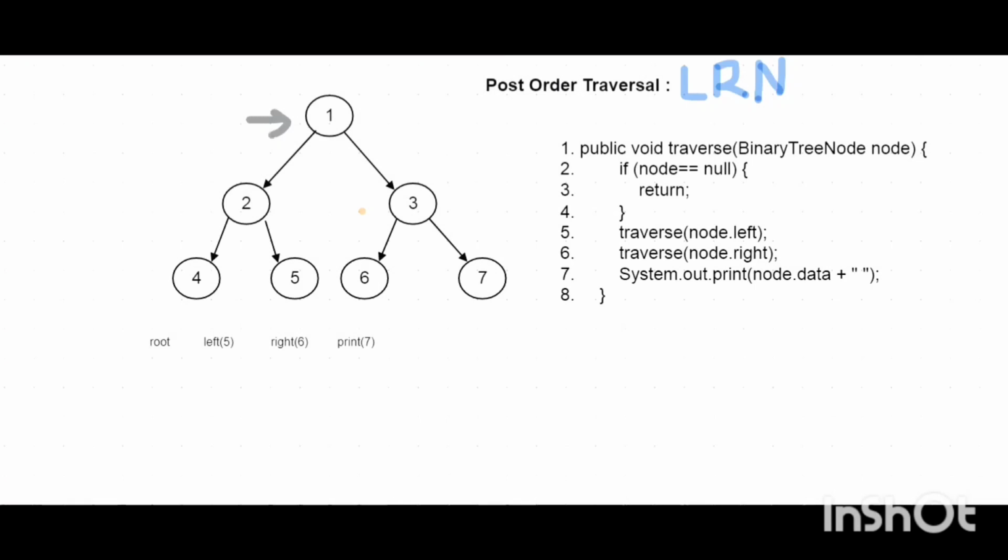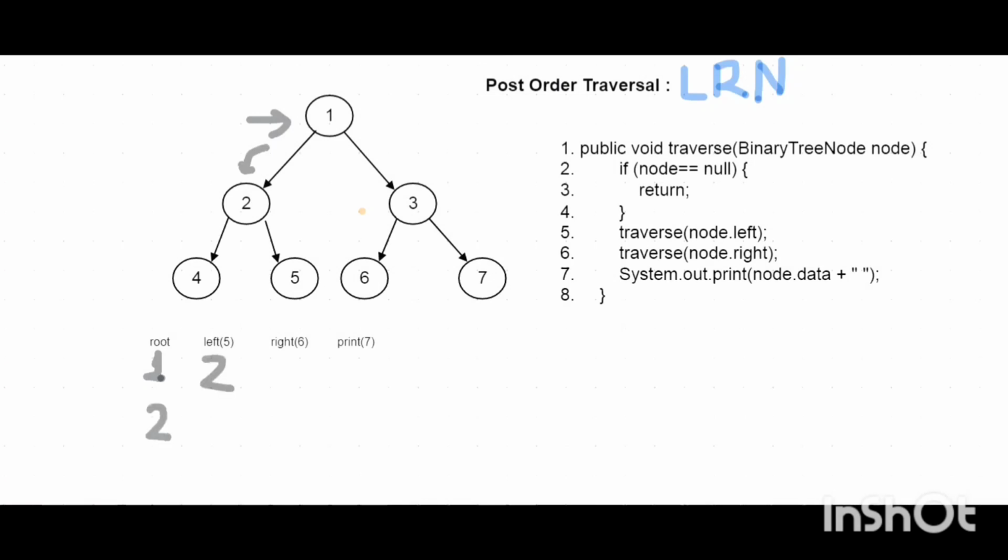Node 1 will be passed to the traverse method. Node is not null. The control will come to the line number 5. Line number 5 will be executed, and from line number 5, the left child of the node 1 will be passed to the traverse method. So left child of the node 1 is node 2. Node 2 will be passed to the traverse method. Now let's see how node 2 will be visited.